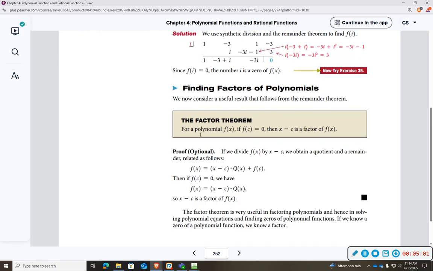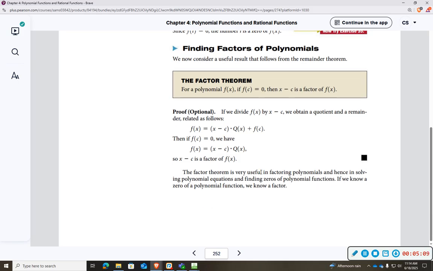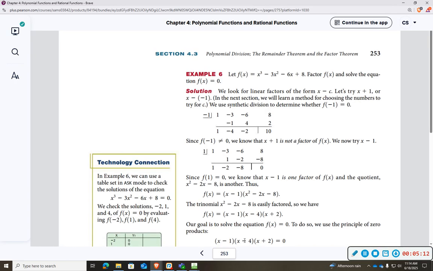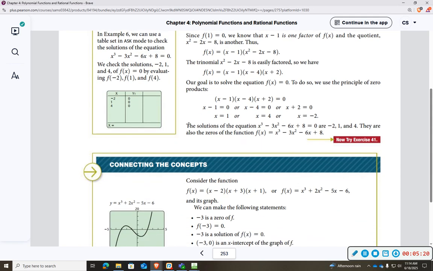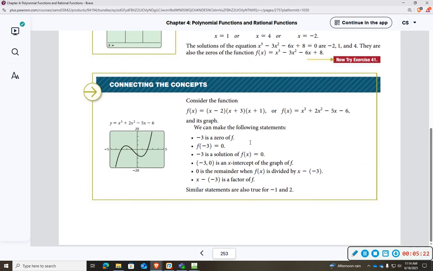Now the factor theorem. For a polynomial f of x, if f of c is equal to 0, then x minus c is a factor. Then they show you plugging it in, you get 0, and then doing the same thing with synthetic division. And that ends the section. So we're going to jump into my math lab and actually do some examples.